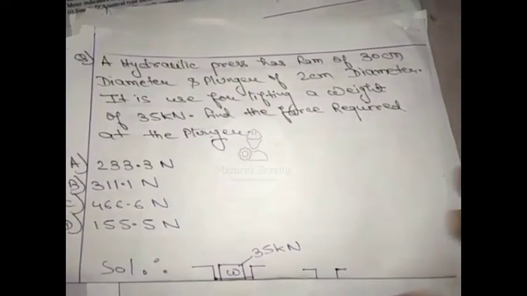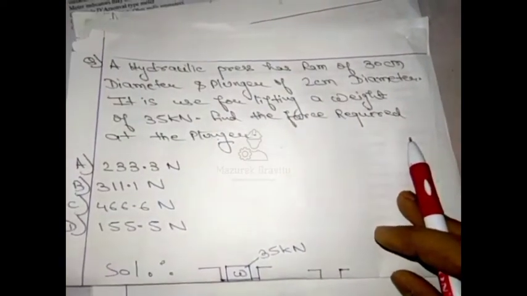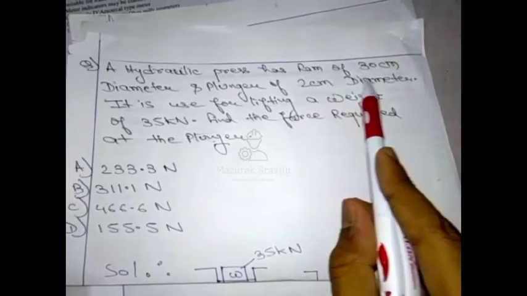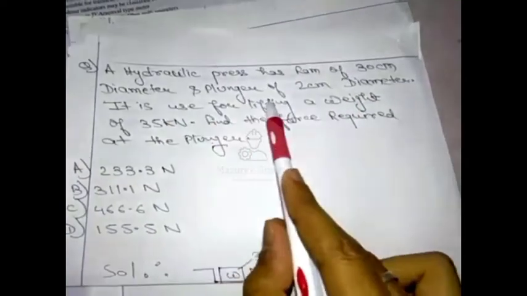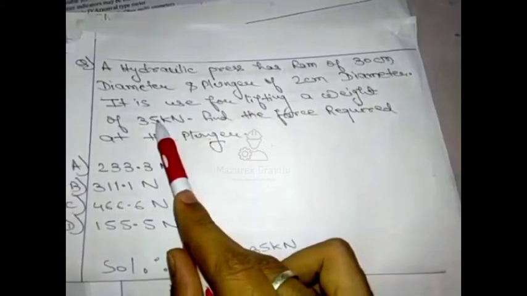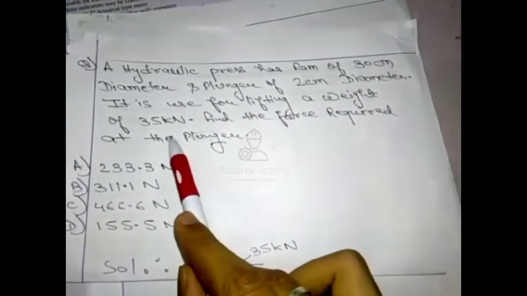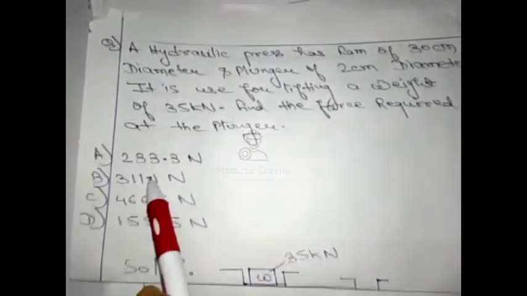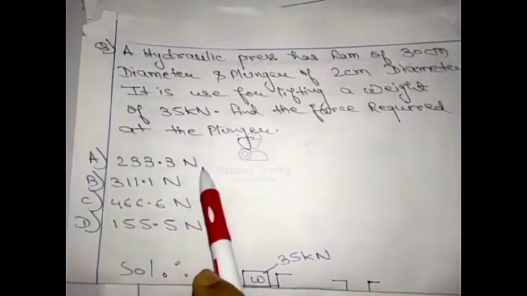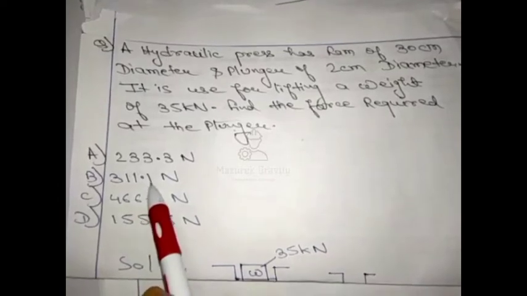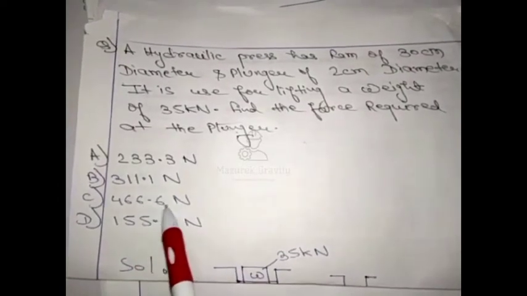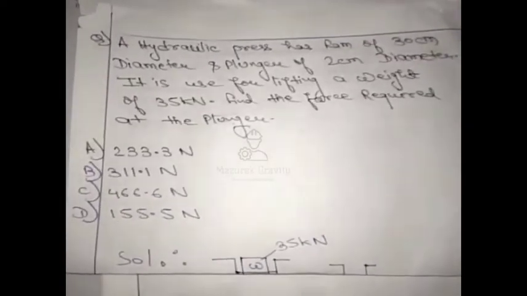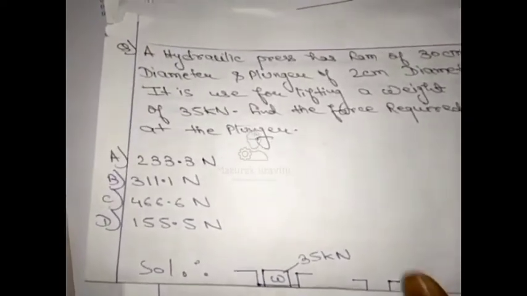Today we are going to discuss a question of fluid mechanics, and the question is: a hydraulic press has a ram of 30 cm diameter and a plunger of 2 cm diameter. It is used for lifting a weight of 35 kN. Find the force required at the plunger. And the options are given: A 233.3 Newton, B 311.1 Newton, C 466.6 Newton, and D 155.5 Newton. So now let's solve this question.